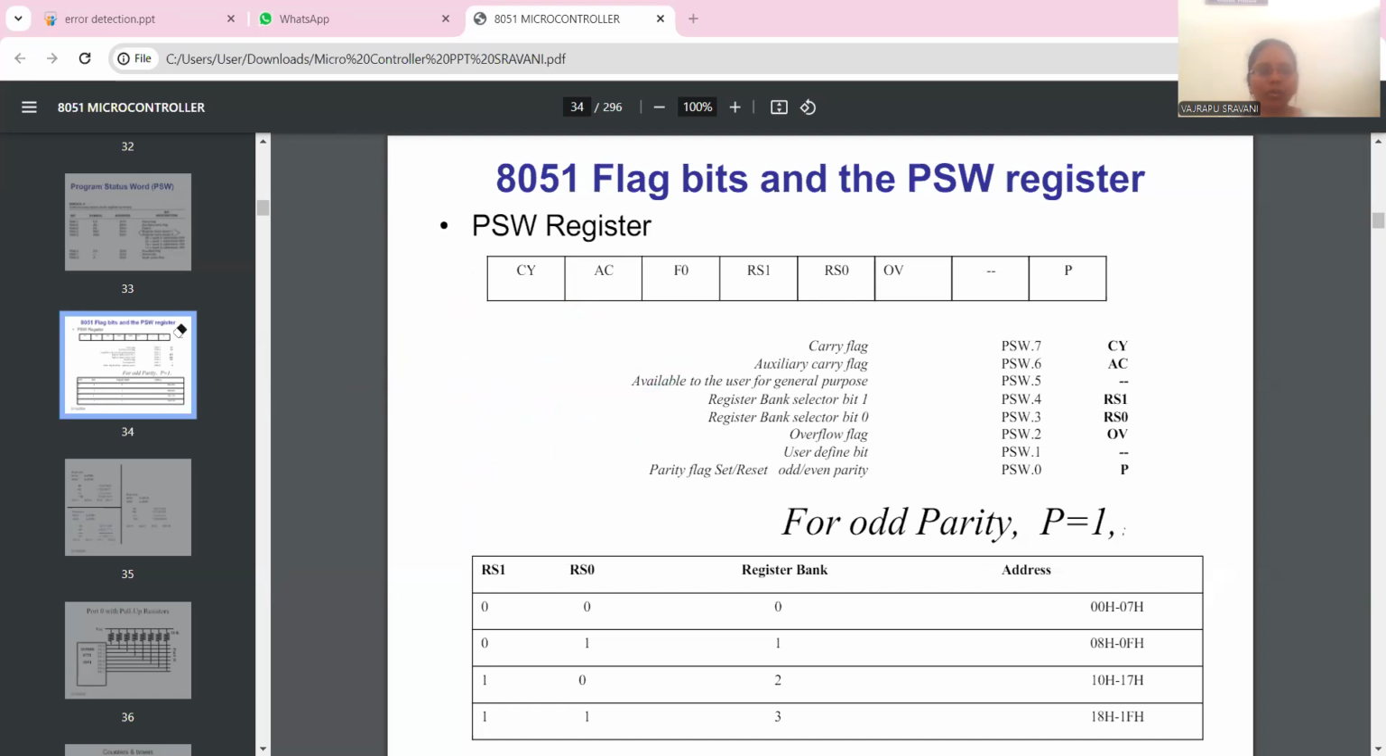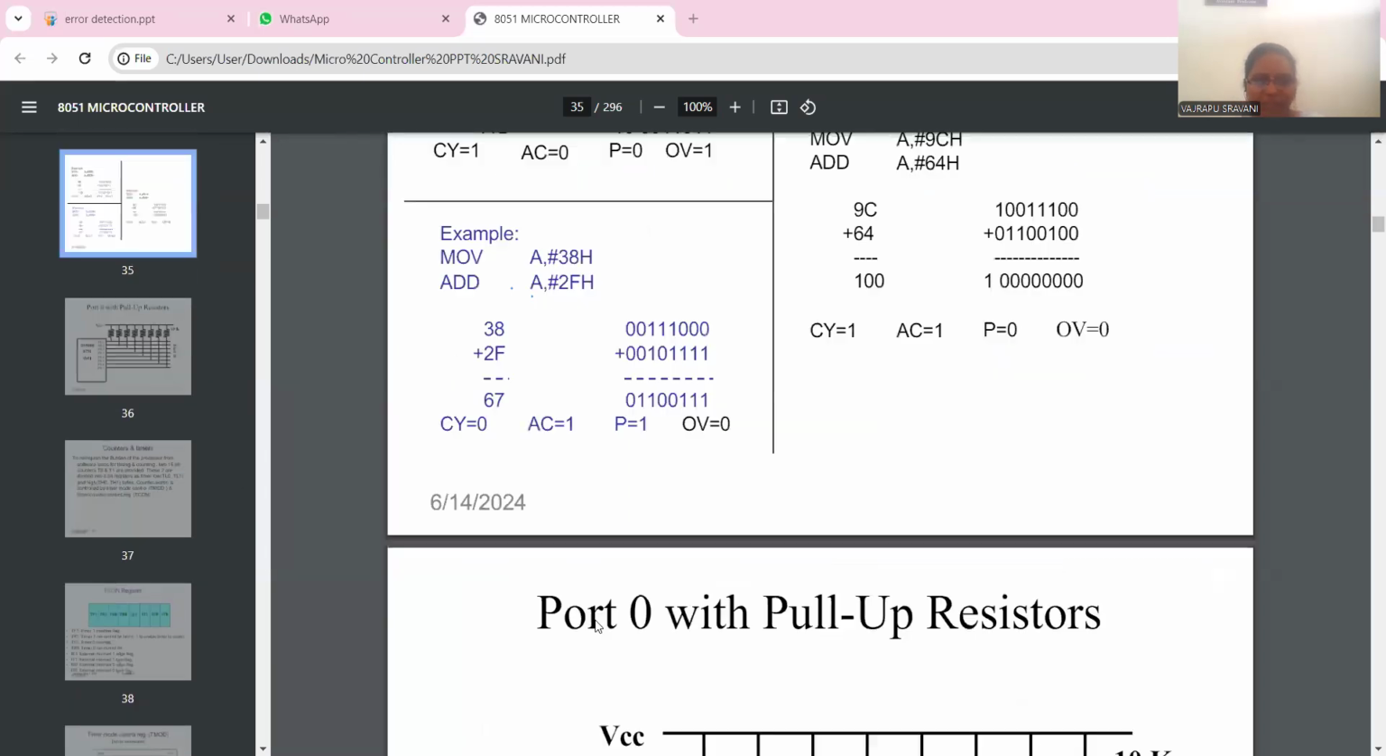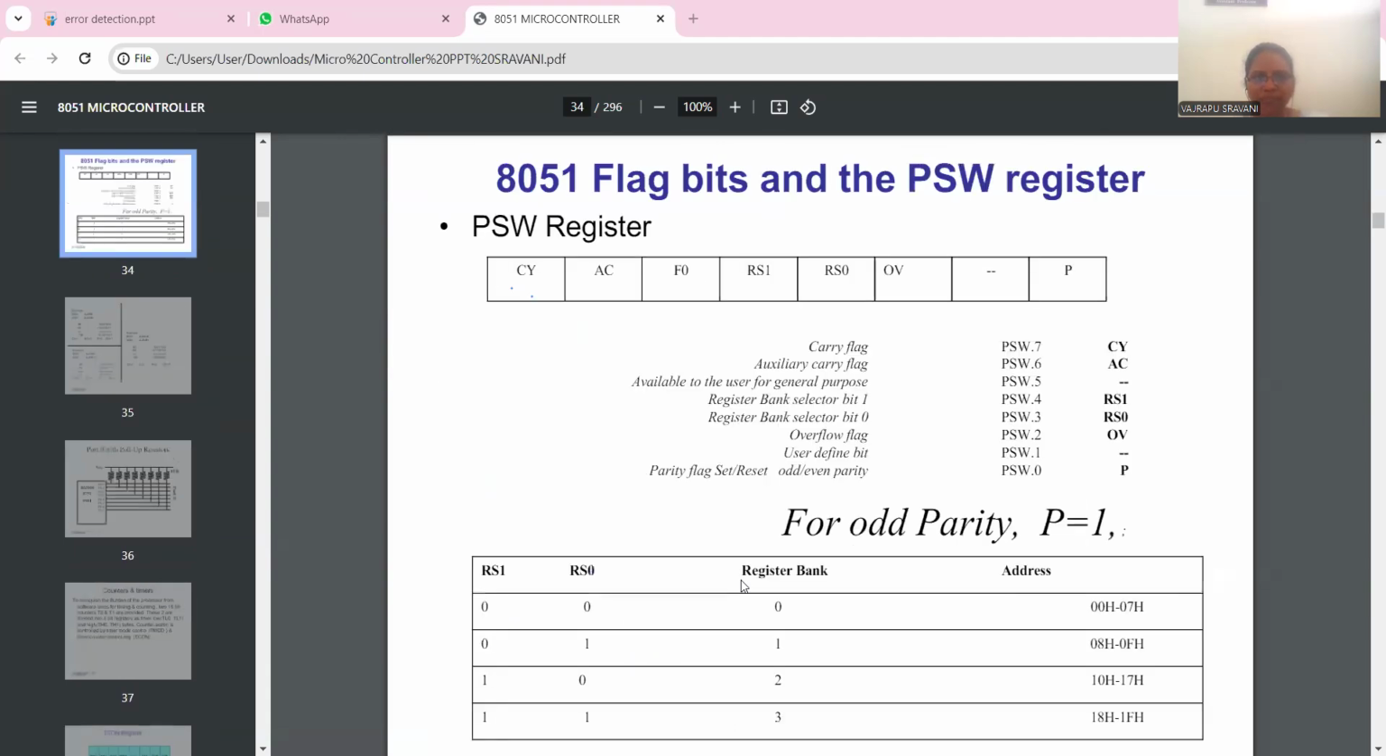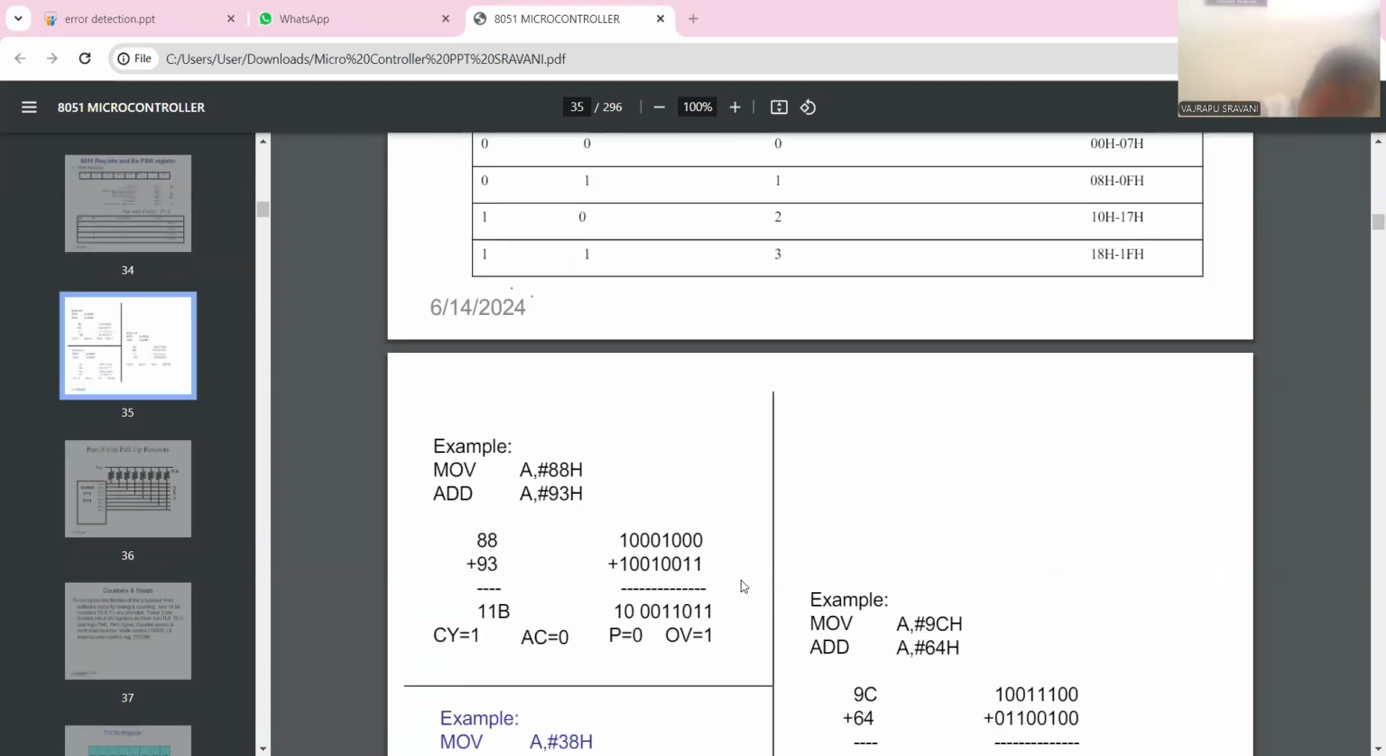Auxiliary carry. What is the auxiliary carry flag? The auxiliary carry flag is enabled when a carry is produced from the lower nibble to the higher nibble, at that moment the auxiliary carry will be present. After the result of 8 bits, the carry flag will be obtained. I will explain with examples. Here I am considering an example.